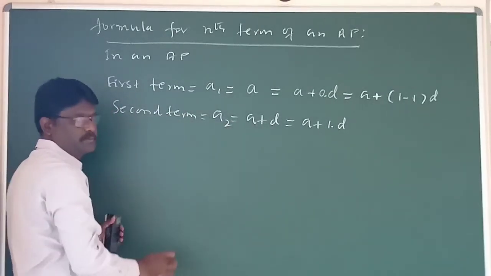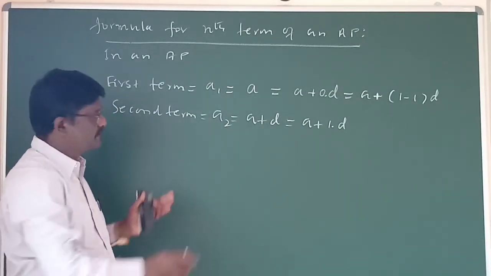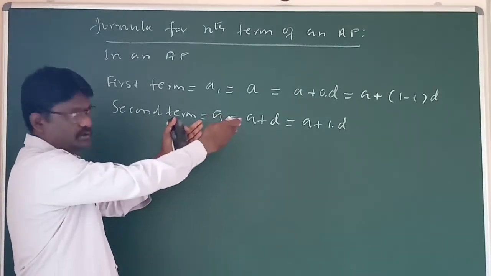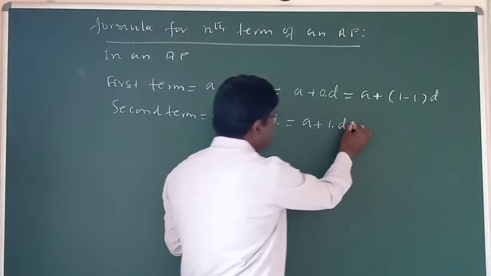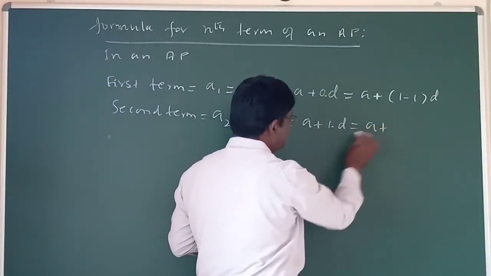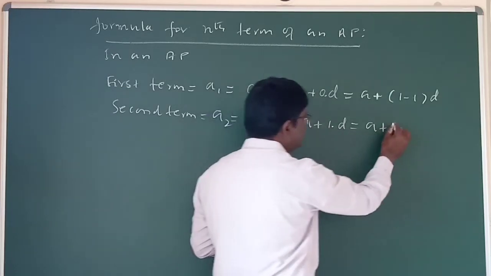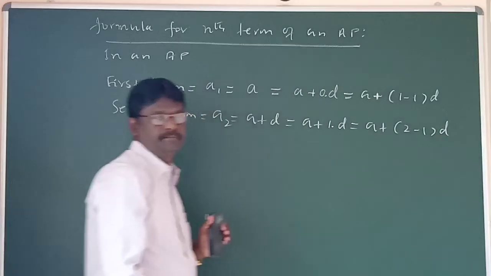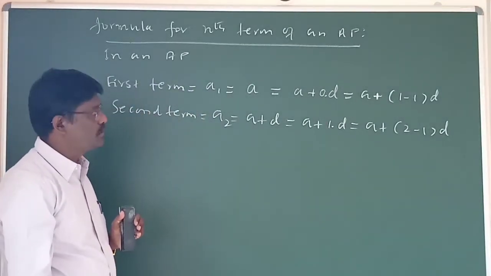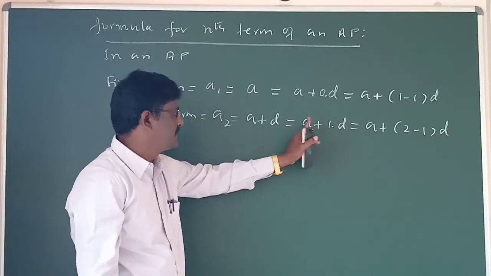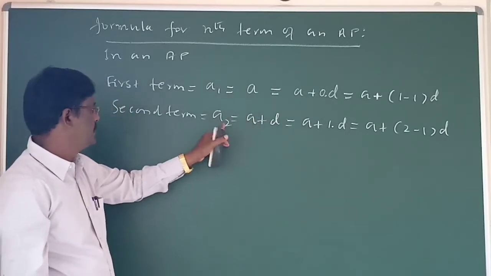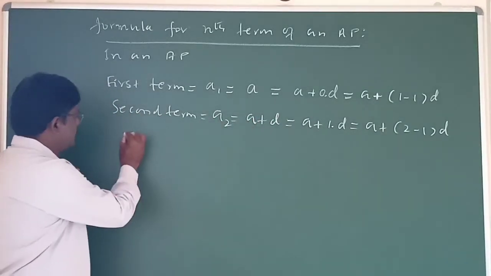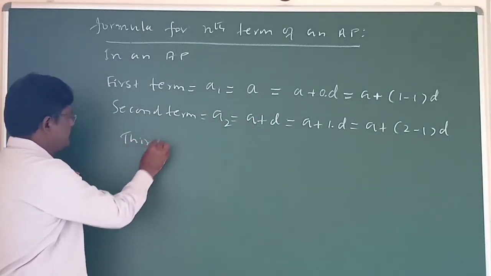A2 is the second term. Thus, the second term can be written in so many forms. Equal to a plus, since here we need 1, this could be written as 2 minus 1 into d. What is 2 minus 1? 1. 1 into d, d. d plus a, nothing but A2, the second term. Consider the third term.